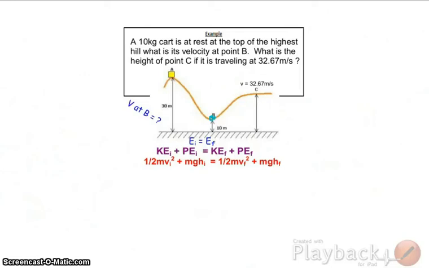And what is the height it is traveling? So let's look at the velocity at point B. We're just going to do one part at a time. Alright, well, we're given the mass, which is cool. We can include that. So we can solve for kinetic energy and potential energy and all that.